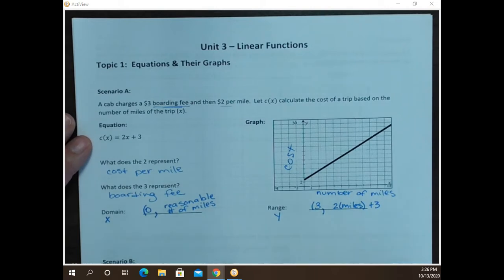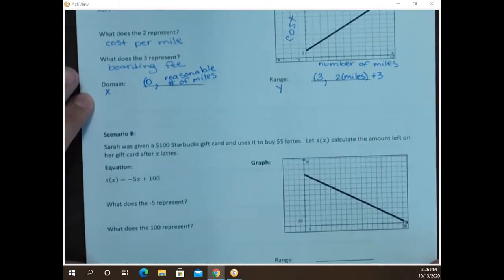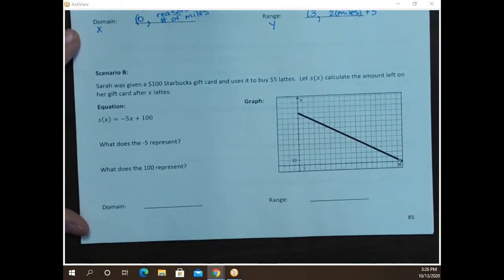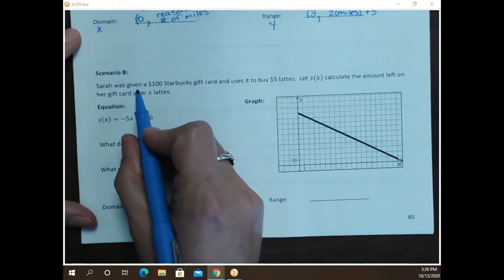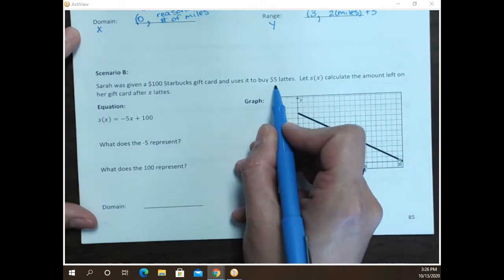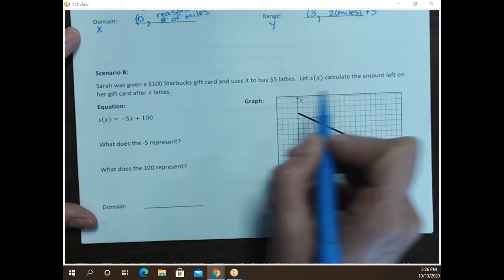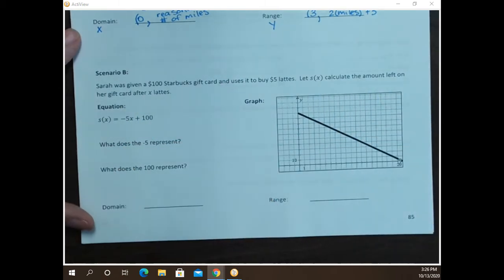So we're keeping this one pretty generic, but that's okay. For scenario B, we've got some more concrete information. Scenario B says Sarah was given a $100 Starbucks gift card, and she uses it to buy $5 lattes. Let our function calculate the amount left on her gift card after X lattes.